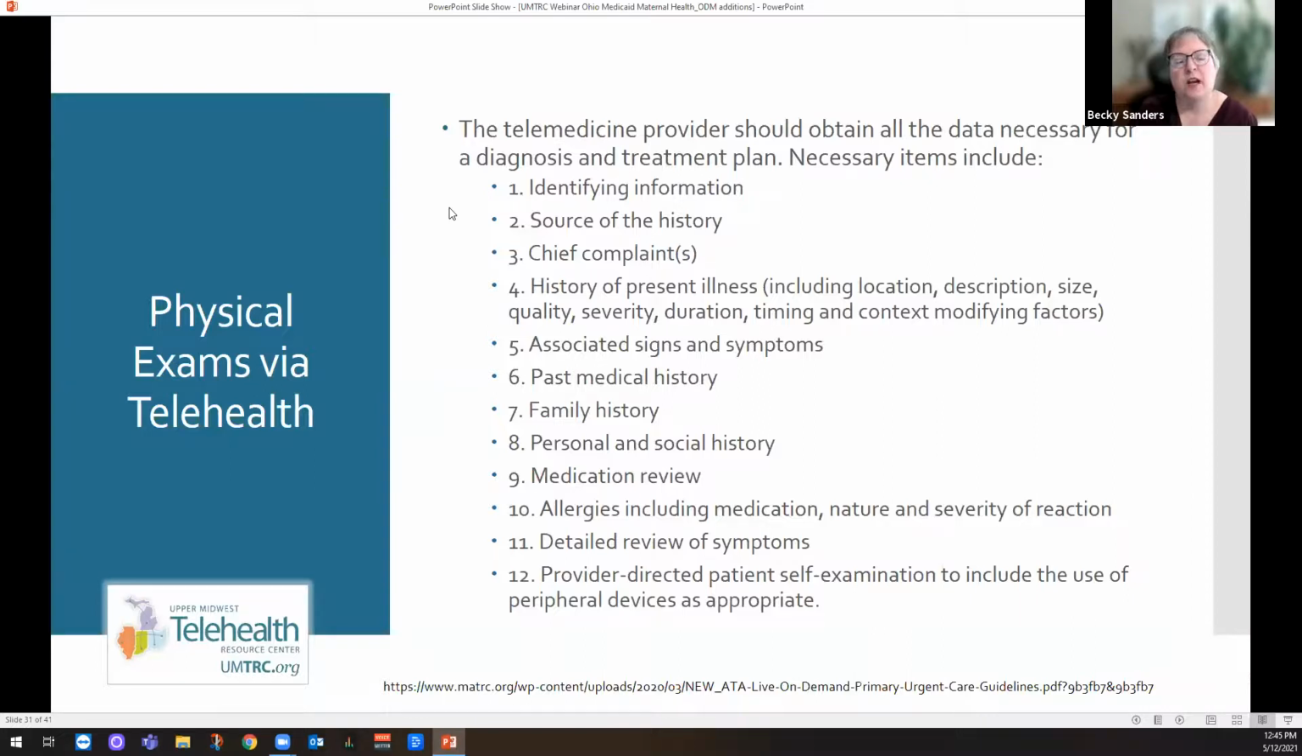If you've never had a virtual visit with a patient, you may think, but I can't touch the patient. How efficient can I be? And there are actually a lot of things that you can do with a patient, even if you can't touch them. So, a lot of this is taking of history, signs and symptoms, those types of things.